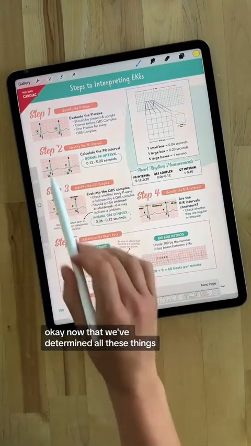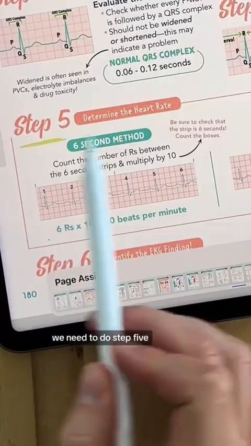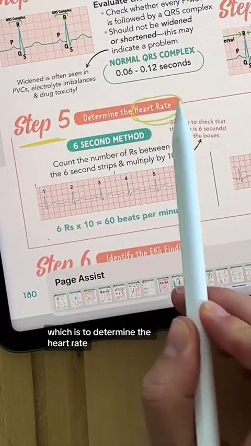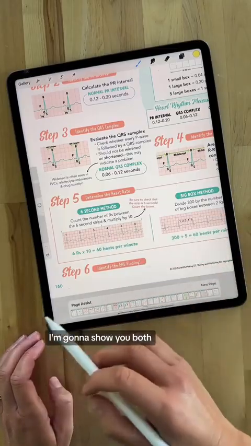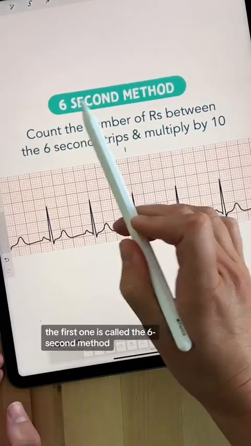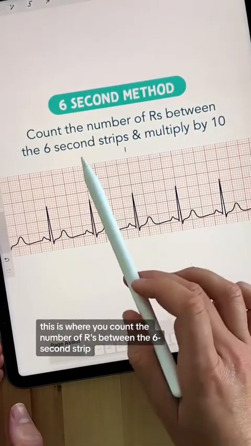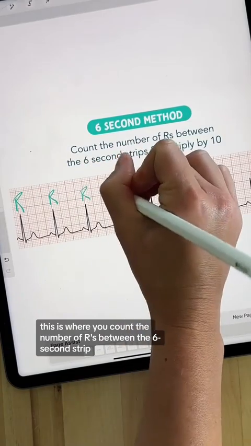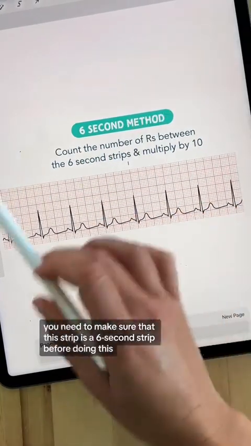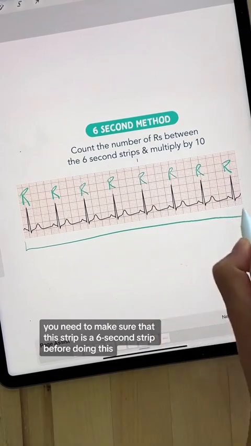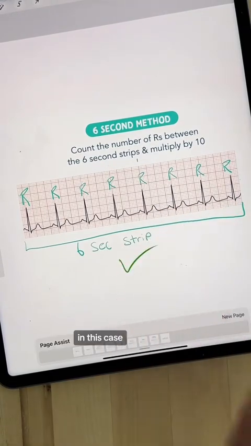Okay, now that we've determined all these things, we need to do step 5, which is to determine the heart rate. There are 2 methods to determine the heart rate. I'm going to show you both. The first one is called the 6-second method. This is where you count the number of R's between the 6-second strip and multiply it by 10. You need to make sure that this strip is a 6-second strip before doing this. In this case, it is.